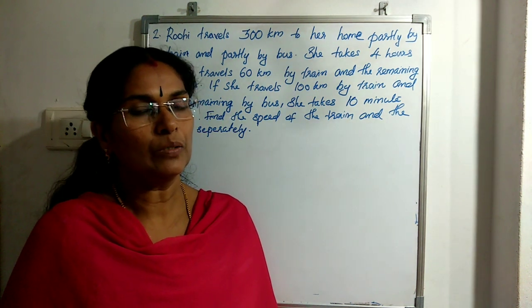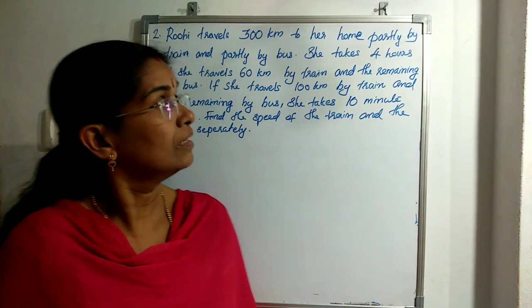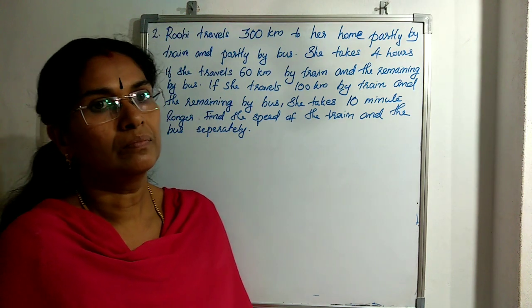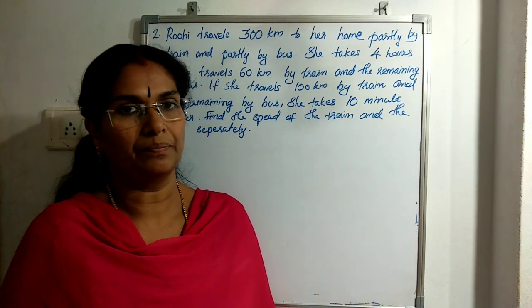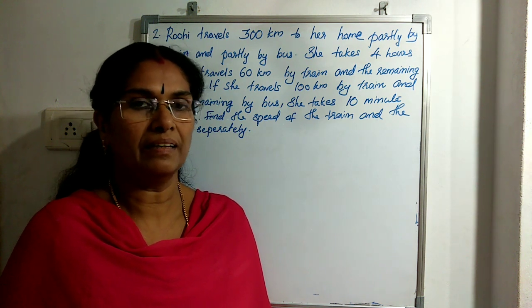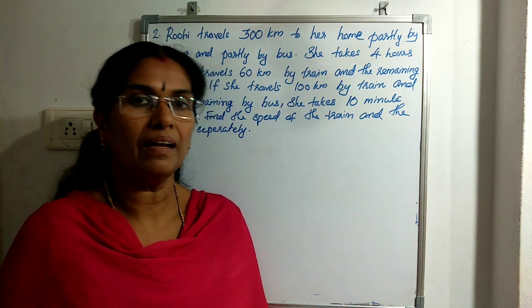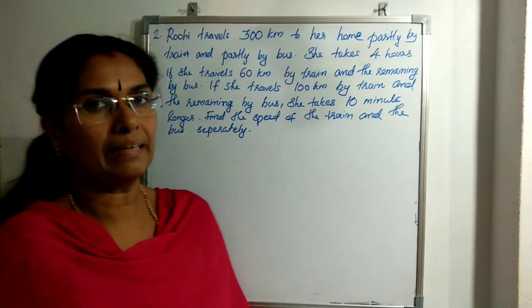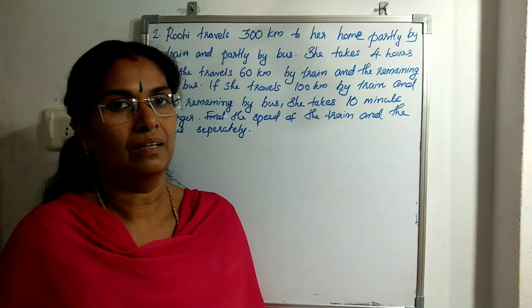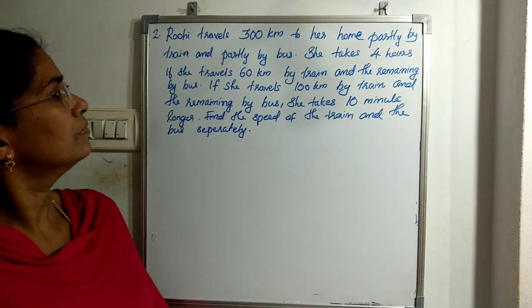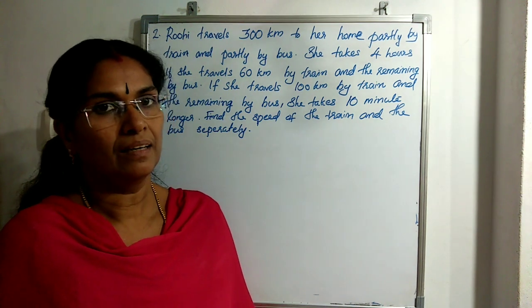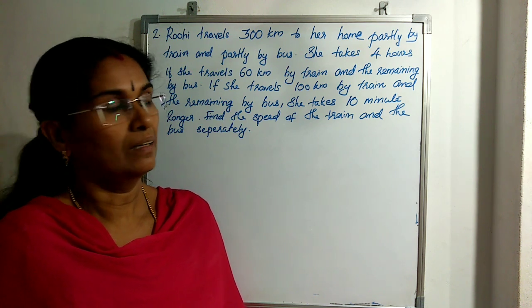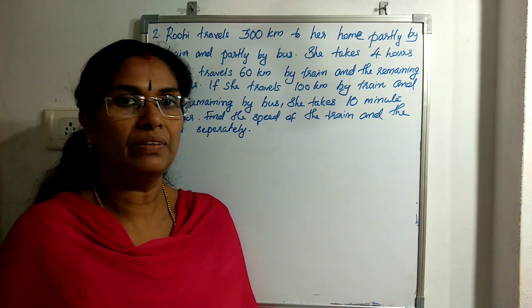Read the question one more time. Did you get the idea? It means Ruhi wants to go to her home. The total distance is 300 km. But there is no direct train. So she is taking a train and a bus. First she is traveling by train. After that by bus. The first day she travelled 60 km by train, and the balance 240 km by bus. So she reached home within 4 hours.